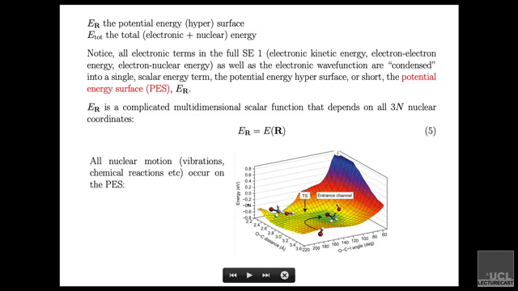Where you typically plot the potential energy here as a function of some nuclear coordinates. And this potential energy surface has minima and maxima and transition states, and this is where all the nuclear motion is happening. Okay, and all the electronic wave function, it's all gone, it's all contained in that potential energy surface.